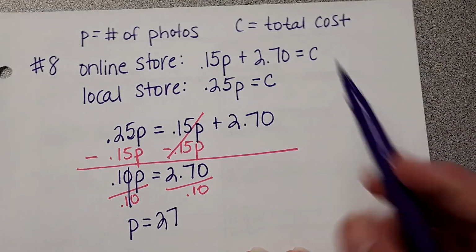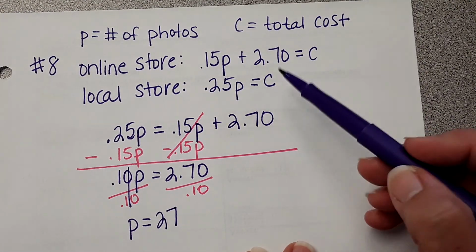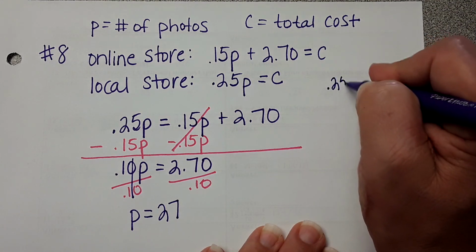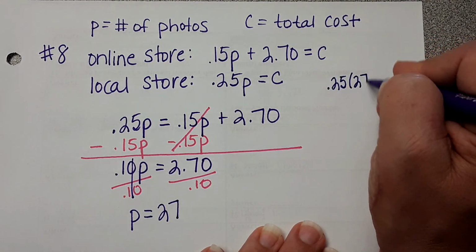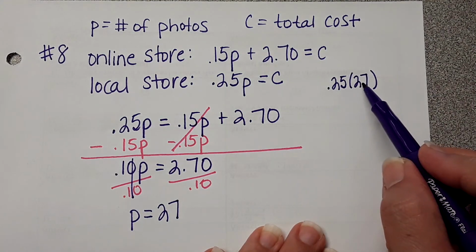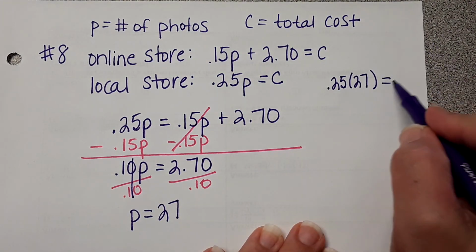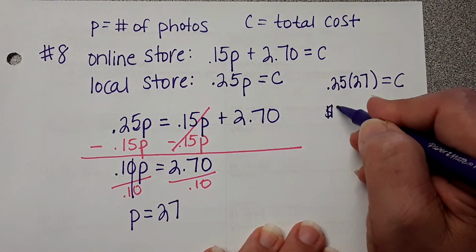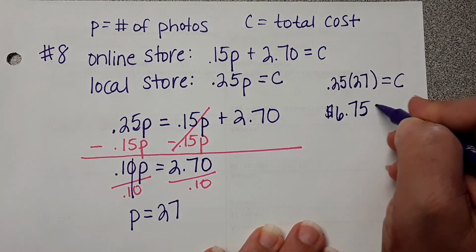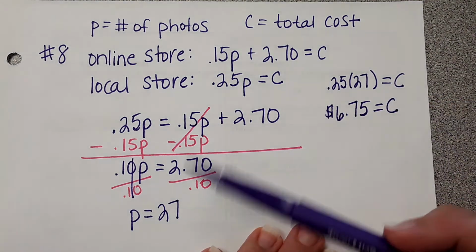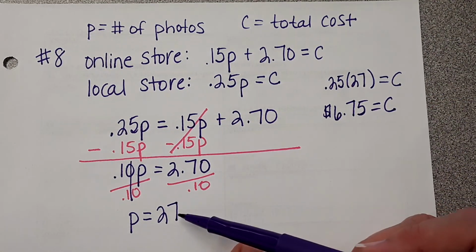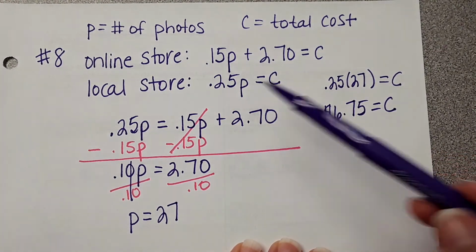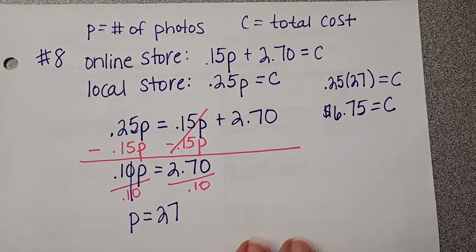So to do the total cost, I'm going to take 27, and I'm going to put it into this equation because it's only one thing I have to do. So 0.25 times 27, because I'm replacing the P with the 27, equals our total cost. Well, 0.25 times 27 is $6.75. That's our total cost. So if you have 27 photos printed, it doesn't matter if you go to the online store or the local store, it's going to cost you $6.75.